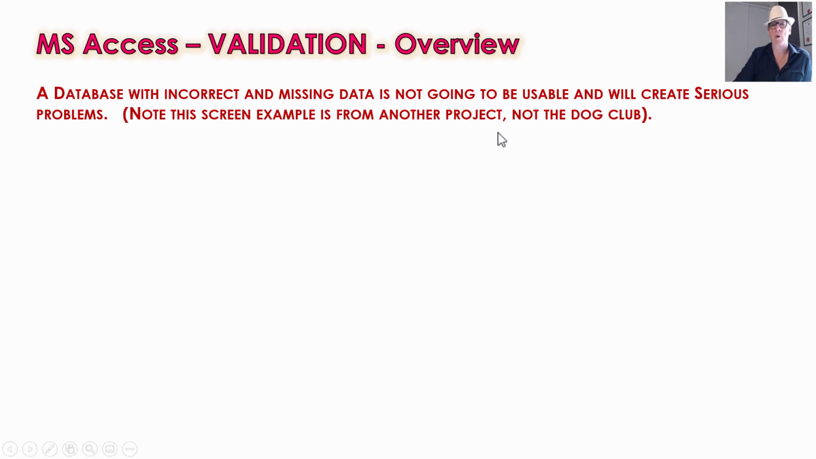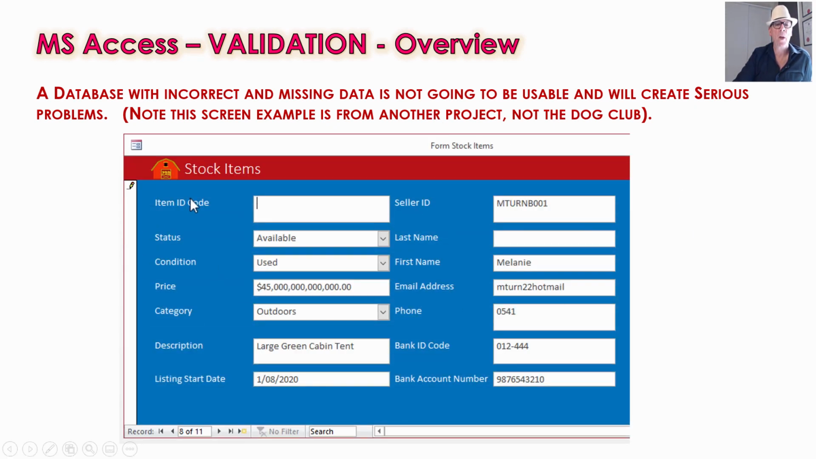Now this example's from another project, not the dog club, but it'll give you the idea. The item ID code for this stock item is totally blank, which is bad. What else have we got? It's a $45 trillion item. I don't think so. There needs to be some sort of range checking for a maximum allowed price to be put in. What else have we got?